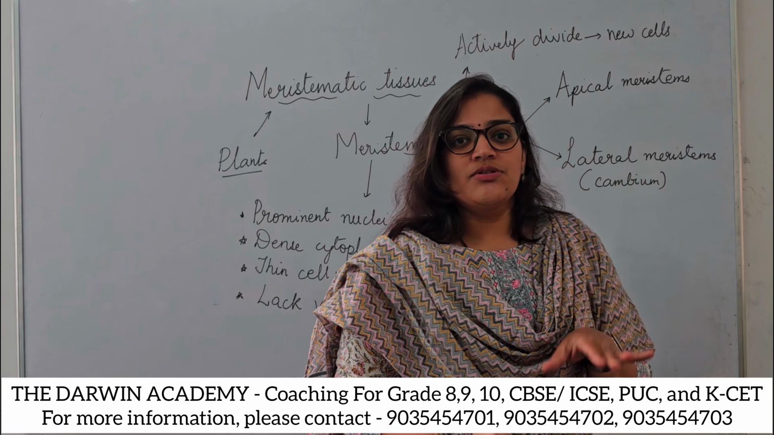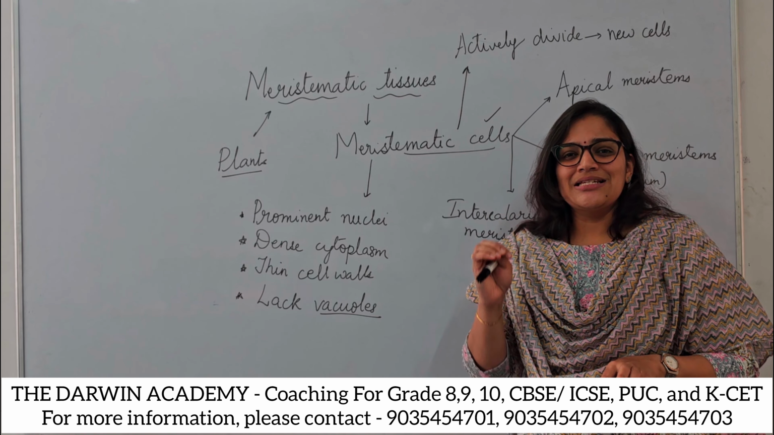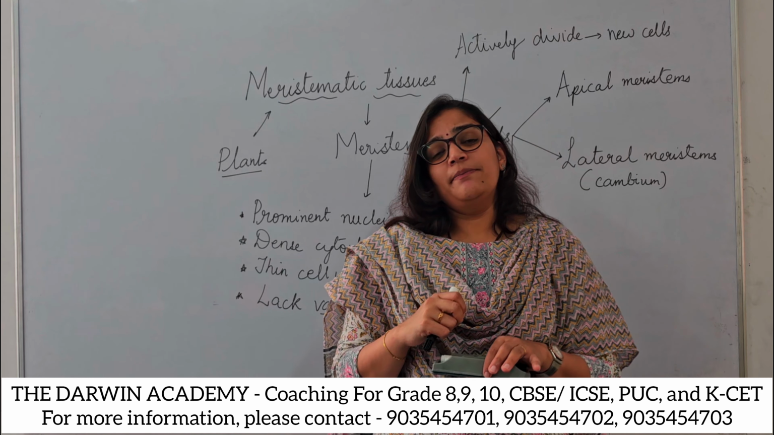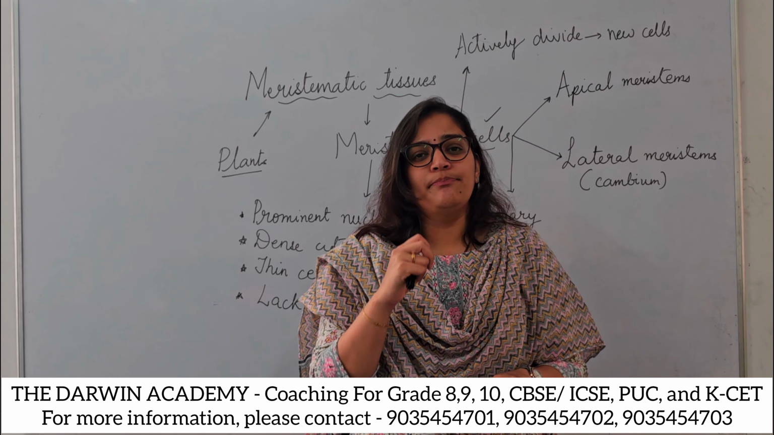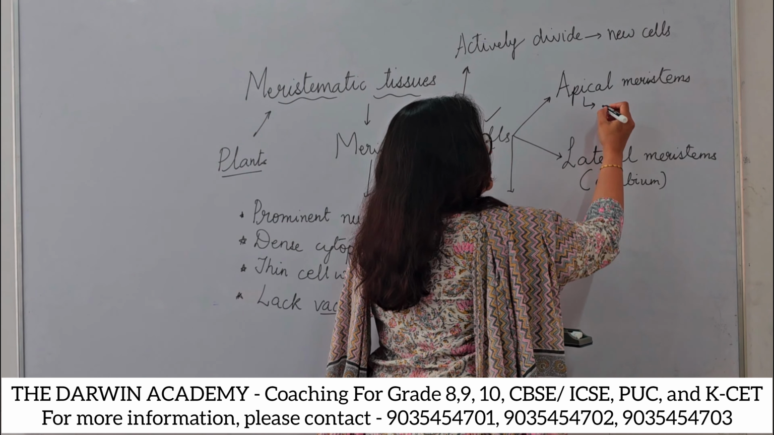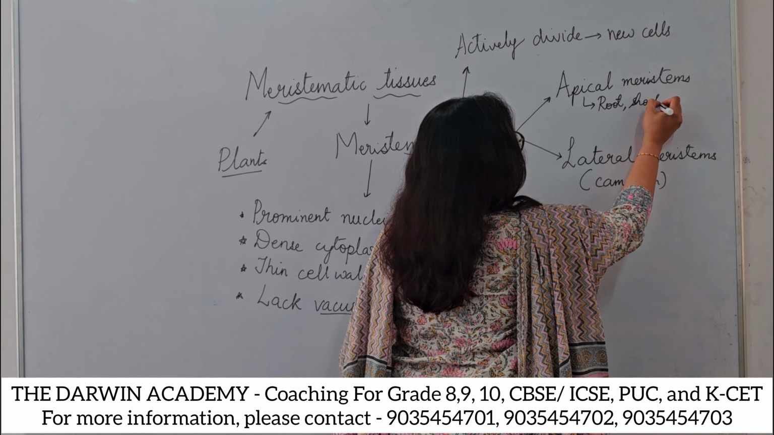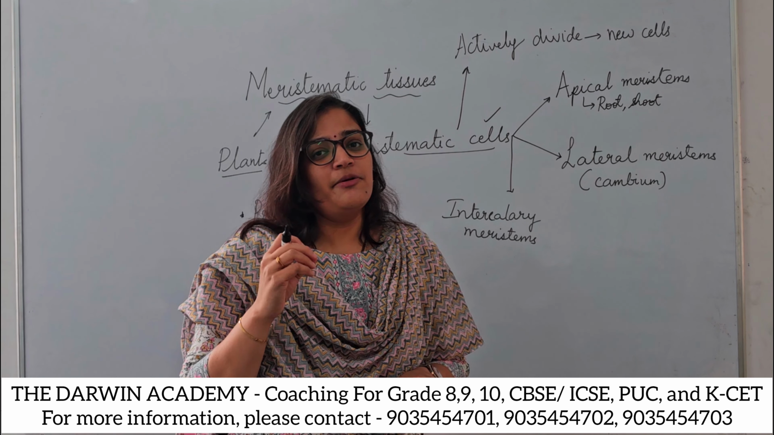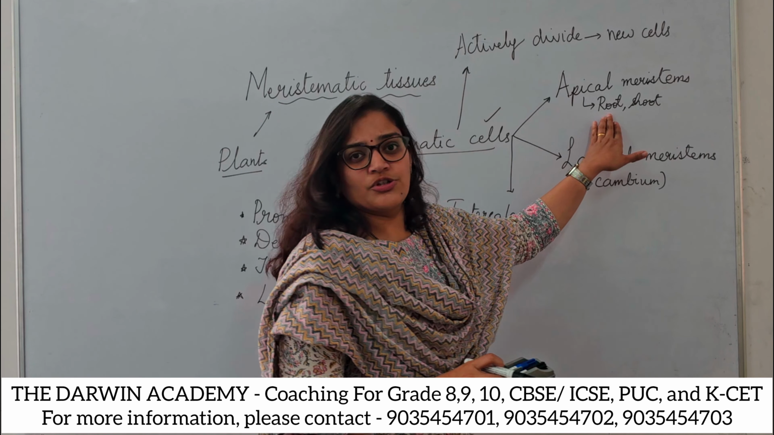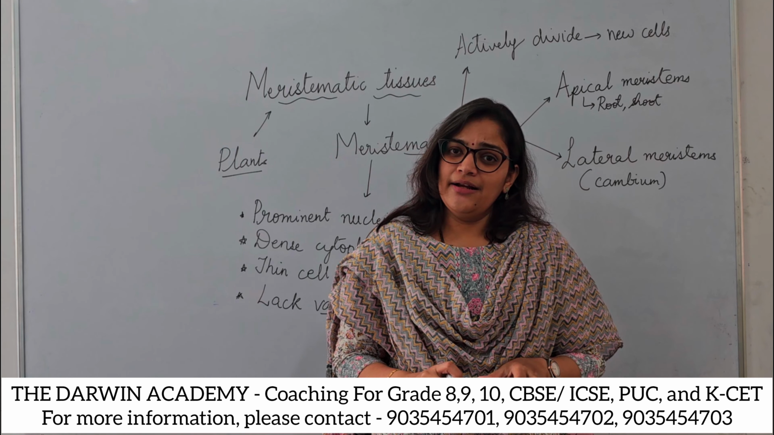Apical meristems. Like the name itself suggests, this is a meristematic tissue that is present at the apex of the plant body, that is at the tip of the plant body. So, we all know that the root and the shoot are the growing tips of a plant, isn't it? So, generally, the tip of the root and the tip of the shoot have apical meristematic tissues.